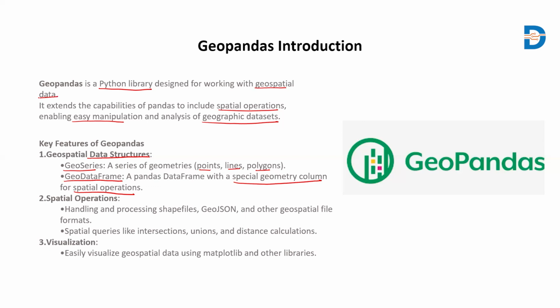Then for spatial operations, we will have the geographical data in the form of shapefiles, GeoJSON, which is a semi-structured dataset, and other geospatial files. Once after that, we can do intersection, union, or distance calculations in order to locate particular locations in terms of longitudes and latitudes. With the help of it, we'll be able to locate specific locations. And then visualization: we can easily visualize the geospatial data using Matplotlib and other libraries. Now let's see the practical implementation of it along with Matplotlib and other libraries.